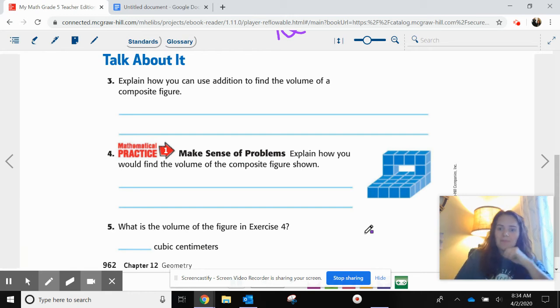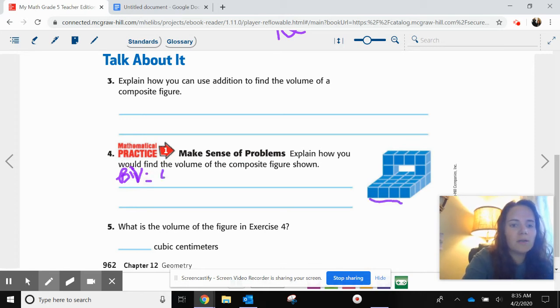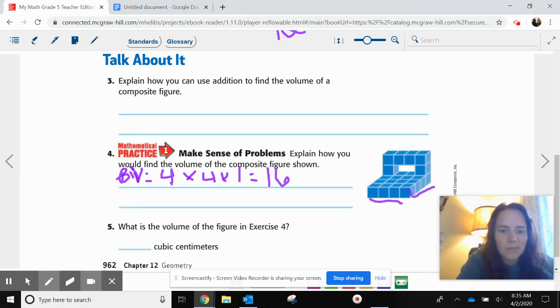So for me, I would end up doing, I'm going to put V for bottom volume. So I would say 1, 2, 3, 4 times 1, 2, 3, 4 times 1. So the bottom volume is made up of 16, it doesn't give us a unit, so units cubed.